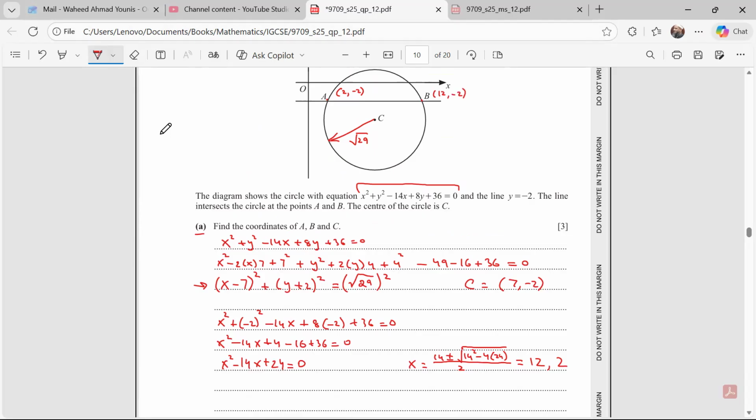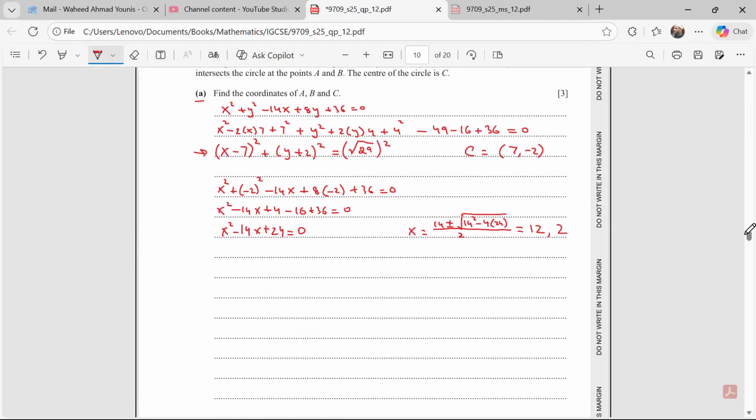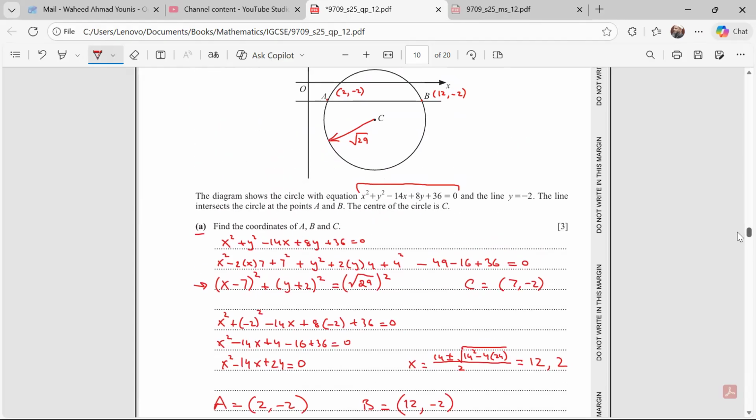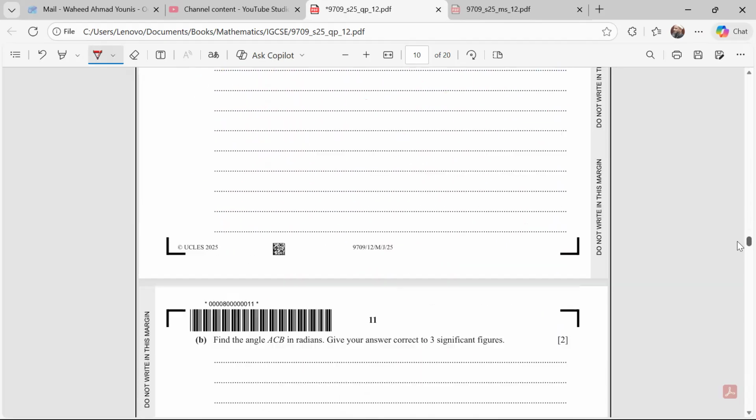Okay, I hope this is all clear. It was an interesting question. So coordinates of point A are (2, minus 2), and B is (12, minus 2). And C I already wrote over there. Okay, so this was part A.